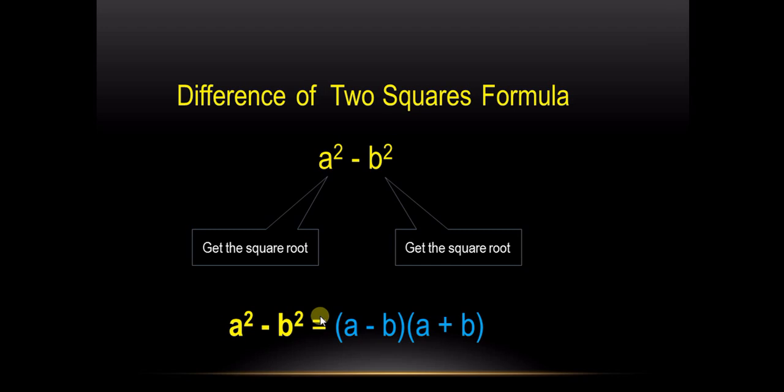And it will look like this. The square root of a squared, or the first term, is a, and the square root of the second term, or b squared, is b. Just copy it and put two different operators, that is a plus and a minus. Okay? Now let's move on to our example.